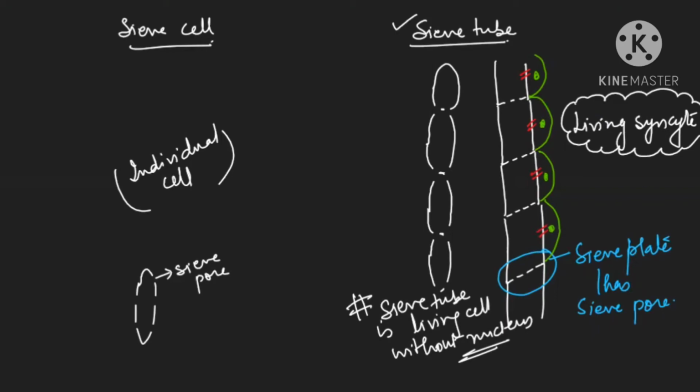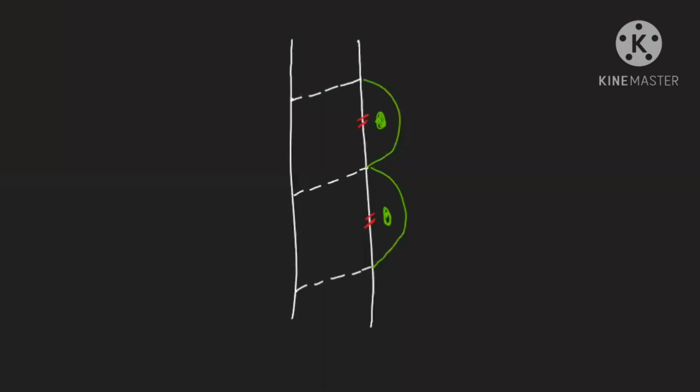This much is clear. Now, let me give you additional information with respect to the competitive point. Check the board carefully. In the sieve pore, callus deposition will occur. On the sieve pore area, you will find callus deposition occurring.